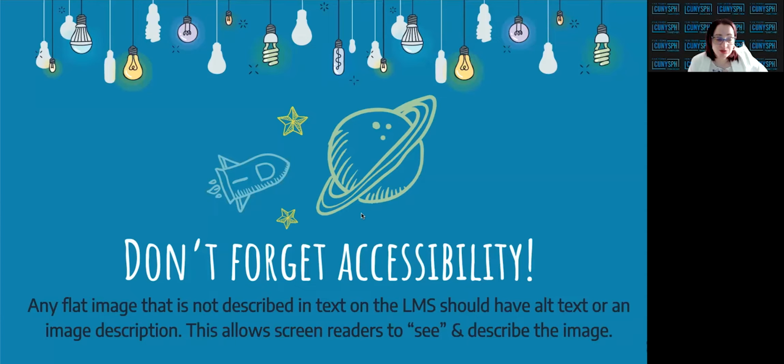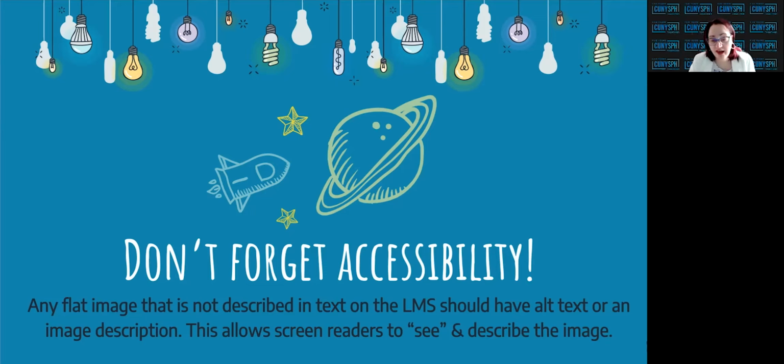An important thing is do not forget accessibility. Any flat image, and when I say flat image, I mean, for example, we're looking at the banner image of the weekly content. It has the name of the week in it. That text is part of the image, meaning students with a screen reader can't actually read what's in the picture. So you want to always put whatever text is in the photo into Blackboard as regular text as well.